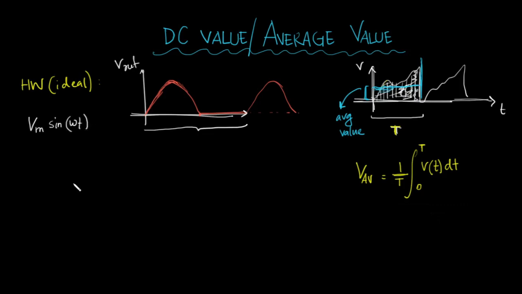Okay, so this was the input. As you know, this input looks like this, sort of. Okay, this input looks like this, only the positive part of the input is passing. Okay, so to find the average value, we will need to find the area between one time period. So what is the area?